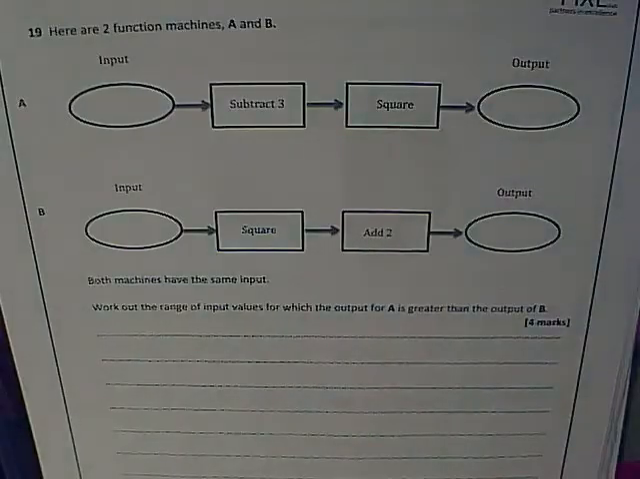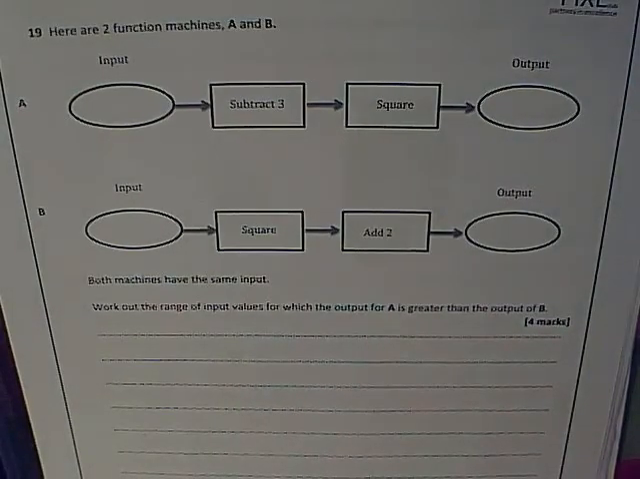Question 19. Here are two function machines, A and B. Function machine A has an input, takes away 3, then squares, and gives an output. Function machine B has an input, squares it, adds 2, and gives an output. Both machines have the same input. Work out the range of input values for which the output for A is greater than the output for B.